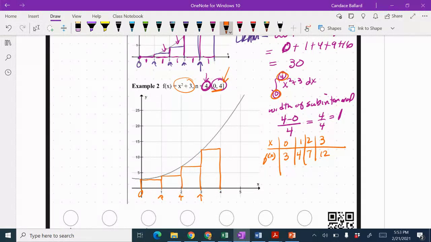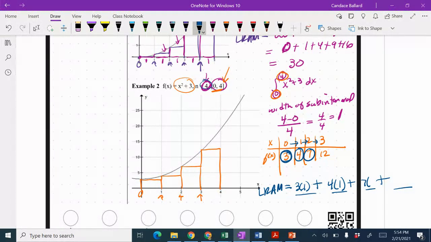Now we're going to talk about our rectangles, bases, and heights. Typically, when it tells me how many subintervals there are, I set up for that. It said it had 4 subintervals, so I'm going to draw places for 4 things: 1, 2, 3, 4. I'm filling in these 4 blanks. My height is 3, and my distance in between is 1. So I'm going to do 3 times 1. My next height is 4, and my distance in between is 1. My next height is 7, and my distance in between is 1.